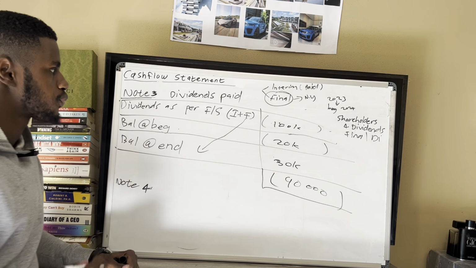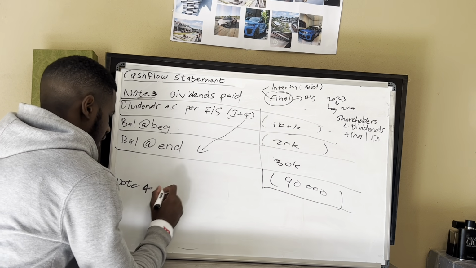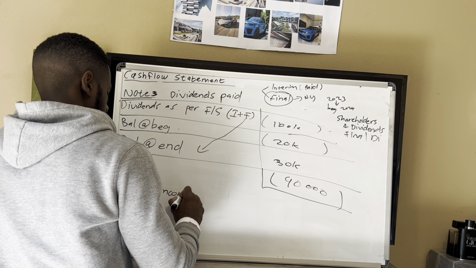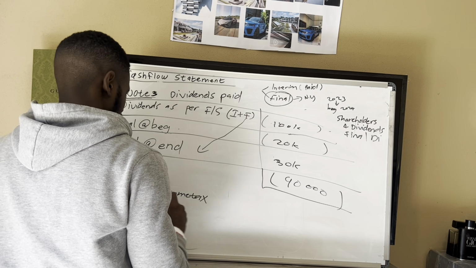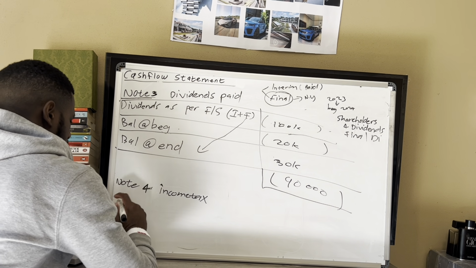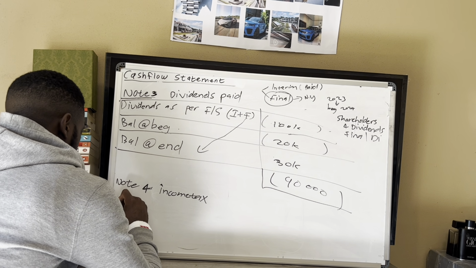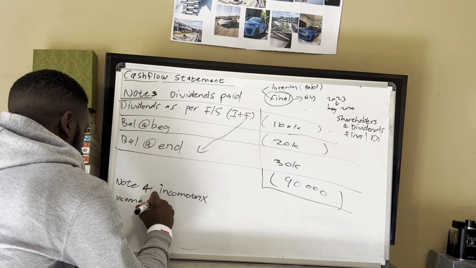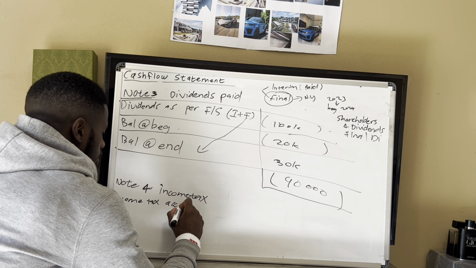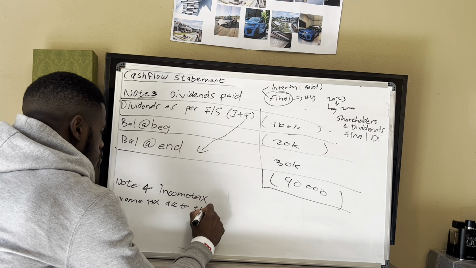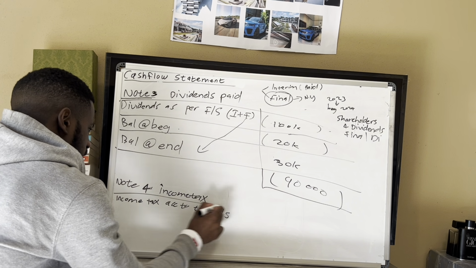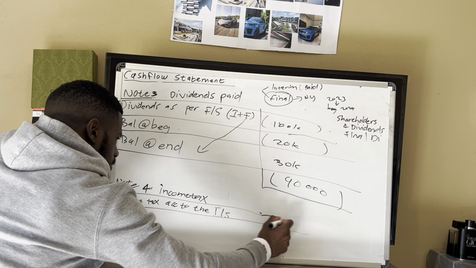Note number 4 is the income tax notes. I don't have space here. This one here, you need to be very careful when it comes to it. The format is going to be similar to this. It's going to be income tax according to the financial statement, as per income statement. That is the income tax that you'll find in your income statement.